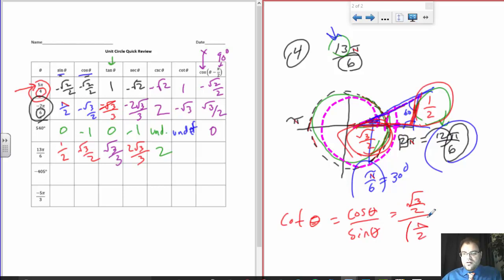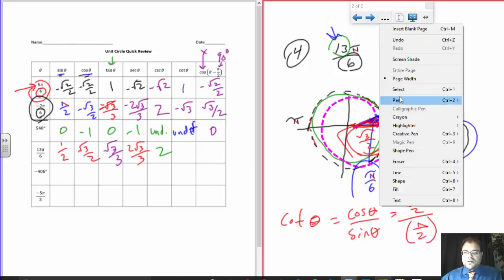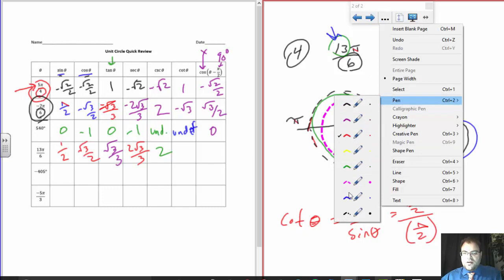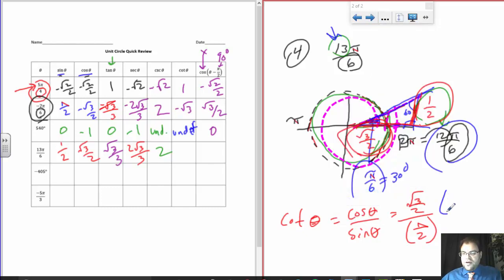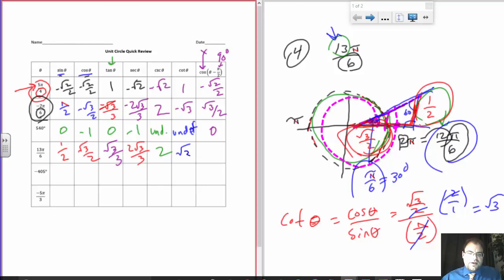So let's change the color up really quick, and I'll do it in blue. We're multiplying by the reciprocal of the bottom, which is 2 over 1. What you should notice is that these 2's will cancel, so it's root 3 over 1, which is root 3. That is your cotangent value. Showing you all steps, all intermediate steps.